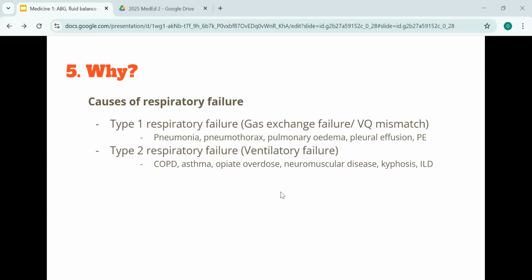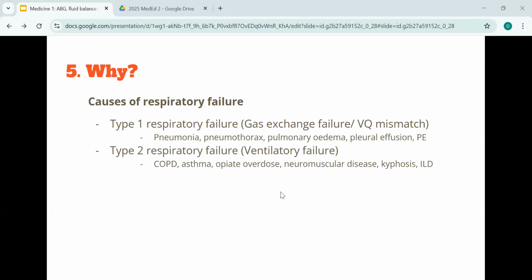So going back a little bit to talk about respiratory failure. We mentioned that type 1 respiratory failure, so a low oxygen with a normal CO2, is caused by gas exchange failure or a mismatched VQ ratio. So causes of this include pneumonia, pulmonary edema, or things like a pulmonary embolism. Whereas someone with type 2 respiratory failure, so a low oxygen with a high CO2, has some kind of ventilatory failure. So these involve things like chronic lung conditions such as COPD or asthma, or opiate overdoses.